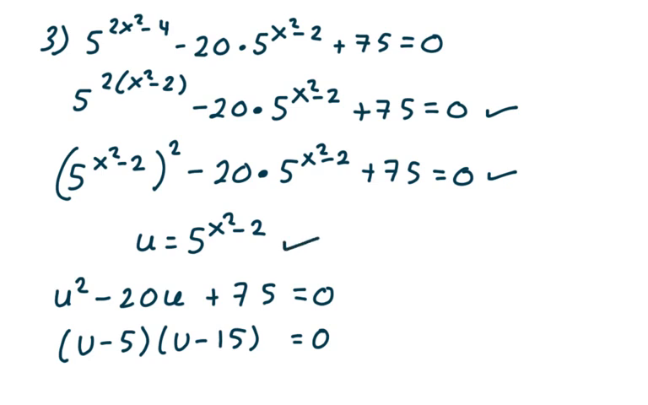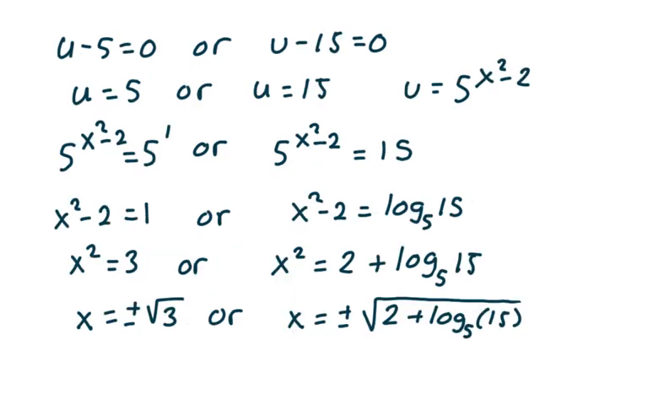Let u equal 5 to the x squared minus 2. So u squared minus 20u plus 75 is equal to 0. So we can say u minus 5 times u minus 15 is equal to 0. Remember, our goal is to solve for u first. So we're going to set u minus 5 equal to 0 or u minus 15 equal to 0. So that says u is equal to 5 or u equals 15. But don't forget, u equals 5 to the x squared minus 2.